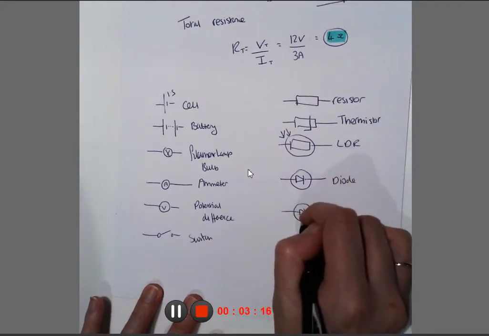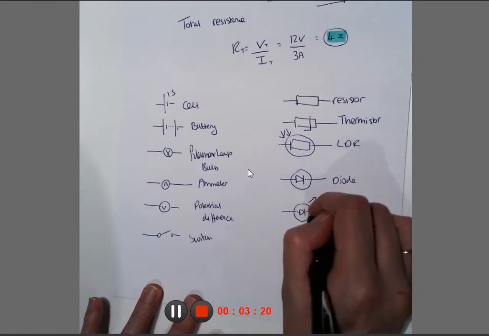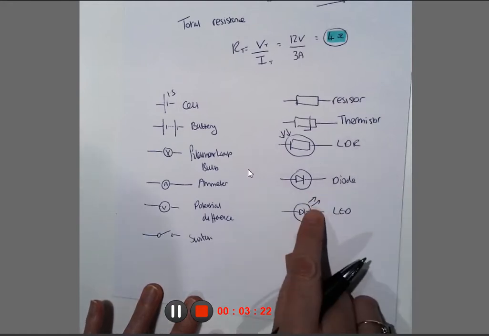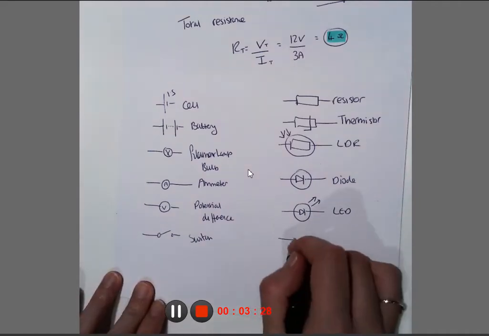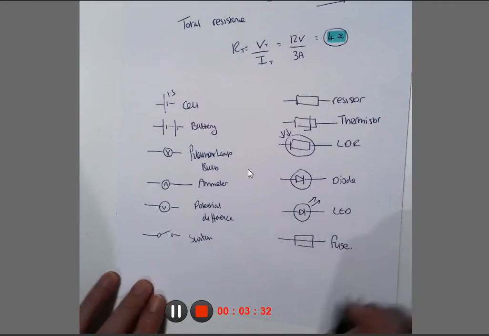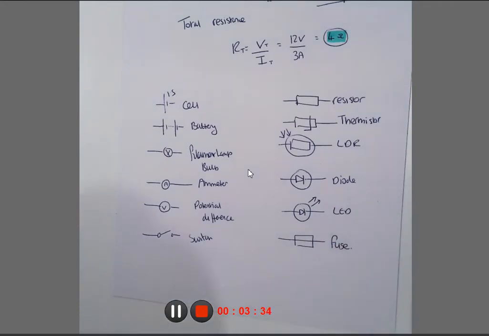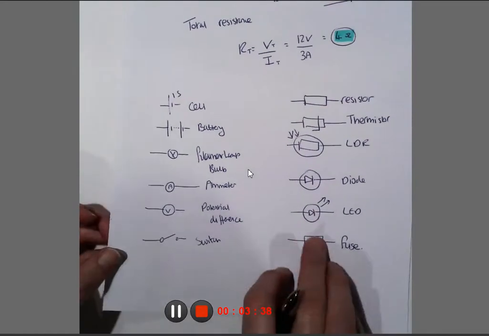This is a type of diode called an LED, which means a light emitting diode. So you draw arrows coming out to show the light coming out. The other one you need to know, it looks like a resistor but it's got a line through it, is a fuse. Okay, so pause the video, make sure you've learnt those.